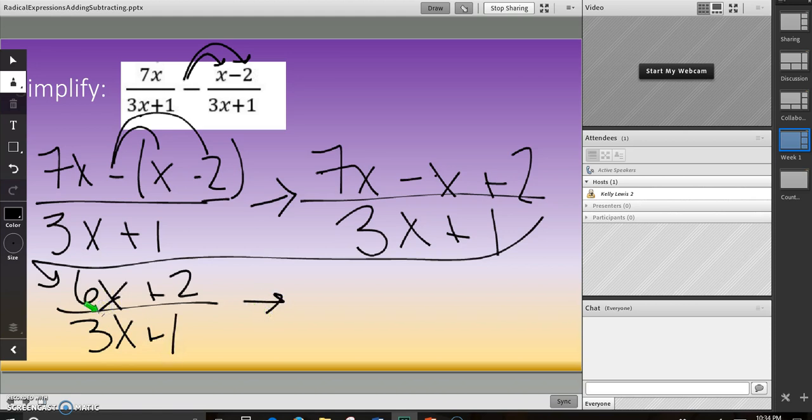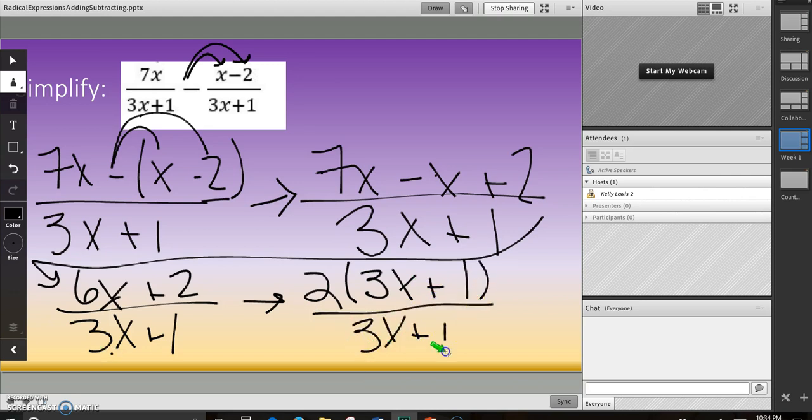All right, 6x plus 2, you can take out a 2. So 6 divided by 2 is 3x, then 2 divided by 2 is 1. You have your sign. Then on the bottom, we have that 3x plus 1. Look, this 3x plus 1 can cancel. So all we have left is that 2. That's the answer, 2. All that to get the number 2. That's a good problem.